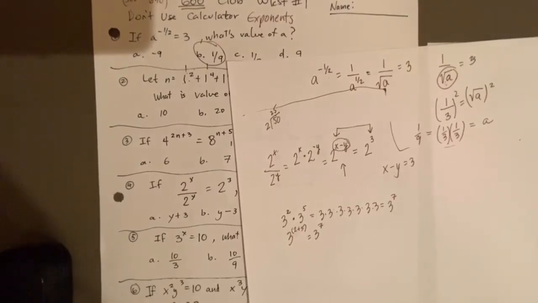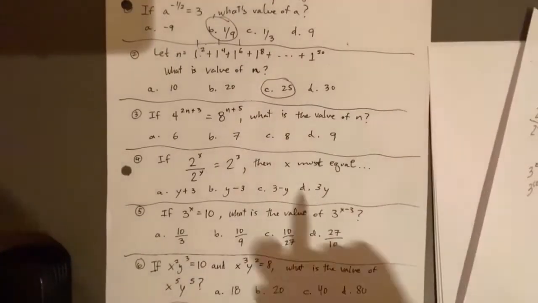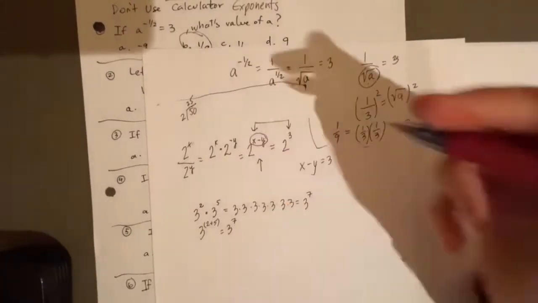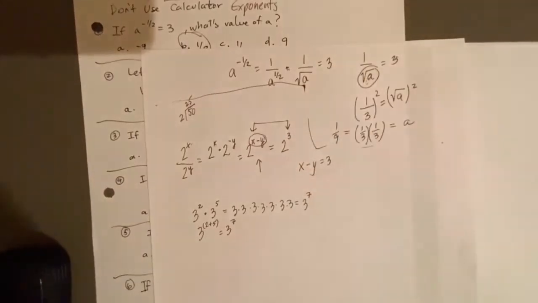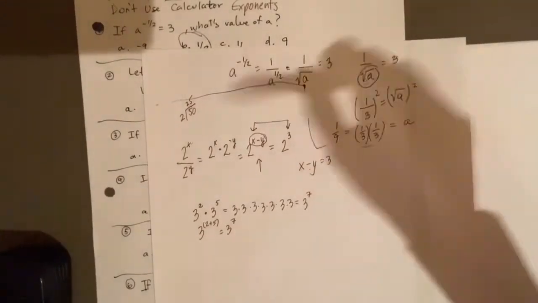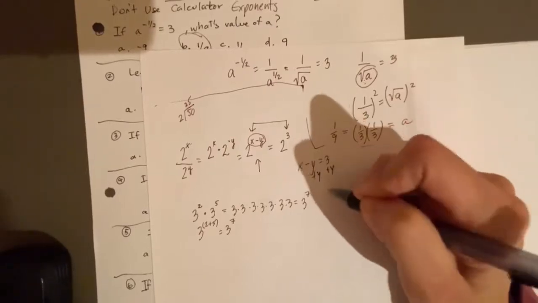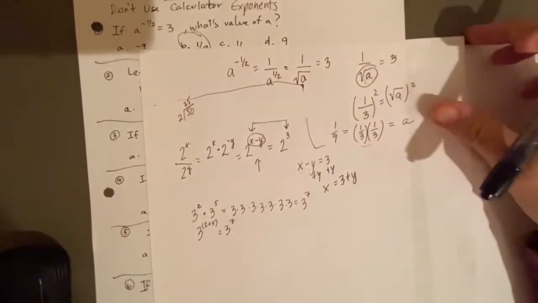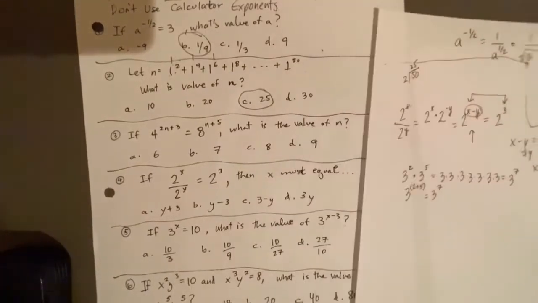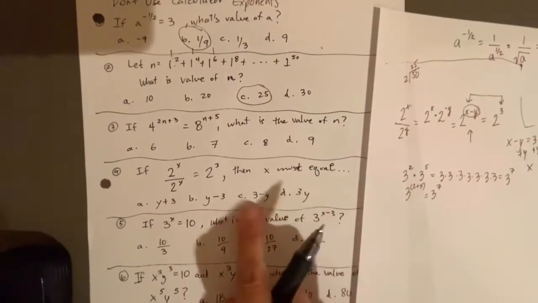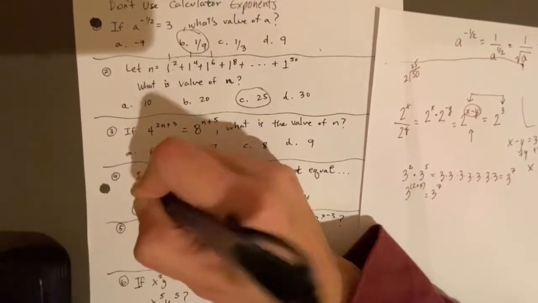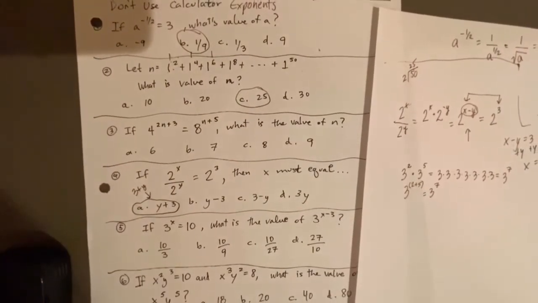Now we can answer this question. They're asking, what would x be equal to? So we must just get x by itself on one side. So we merely add y to both sides, and x is equal to 3 plus y. Okay. So x is equal to 3 plus y. So let's look at our choices. 3 plus y would be this. This is the same thing. 3 plus y is the same as y plus 3.